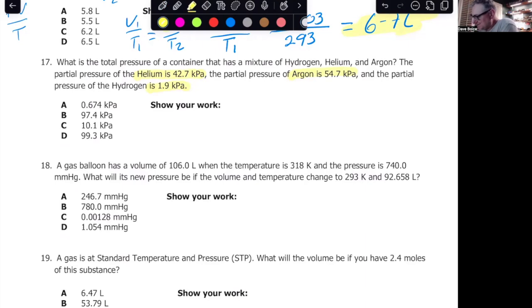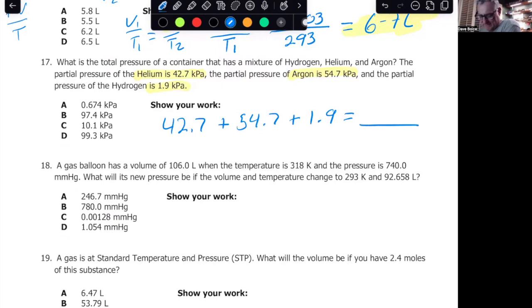So this is about as easy as it gets. It just wants to know the total. They're all already in the same type of pressure. So this is literally just 42.7 plus 54.7 plus 1.9. I'll bet you can figure that out. Add that all up together, and it's going to be somewhere between 97 to 100 kPa.